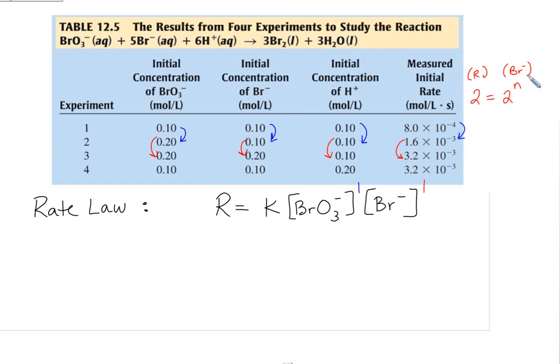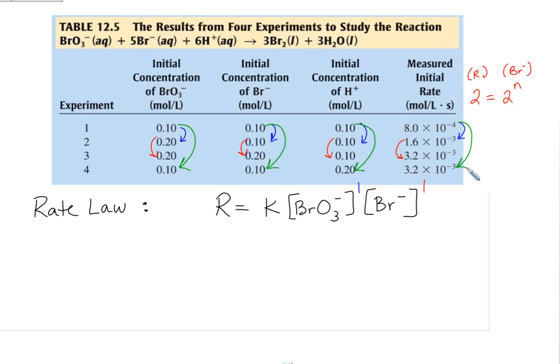And the last one, the hydrogen ion. Okay, hydrogen. Let's look at maybe 1 and 4. We double the concentration of hydrogen while keeping the other two constant. That's the trick. The other two have to remain constant. And then we see what happens to the rate.